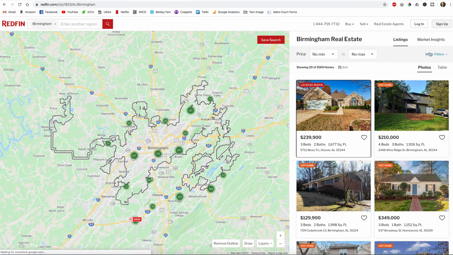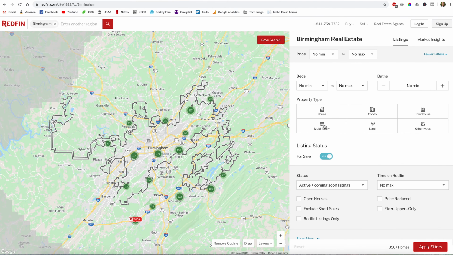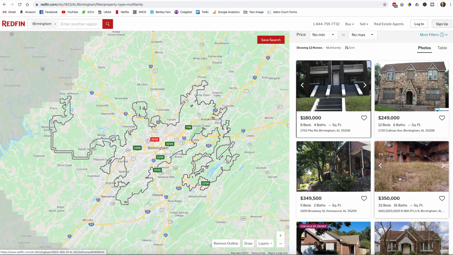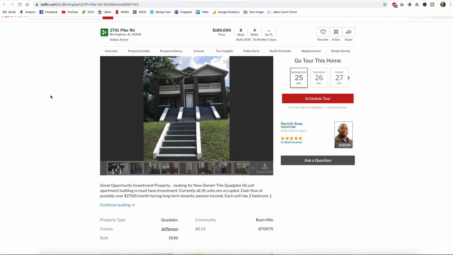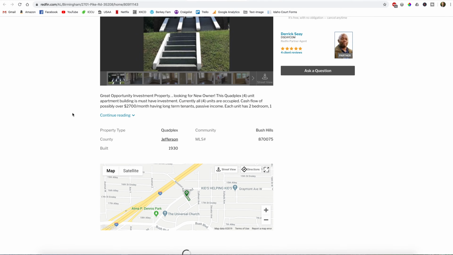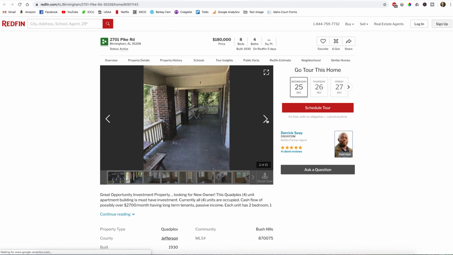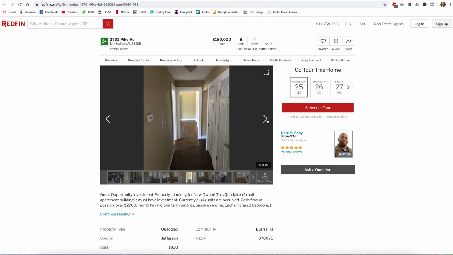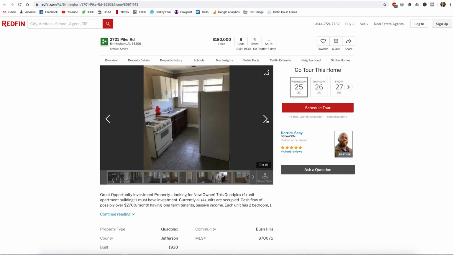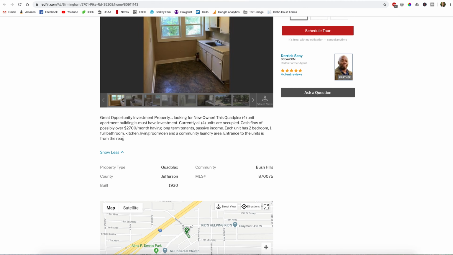Under filters, we're gonna do multifamily. All right, well, let's do this one. Okay, so we can see here the purchase price is $180,000. It was built in 1930. Doesn't look amazing, but it also doesn't look terrible either. Cash flow is possibly over $2,700 a month. I'm not sure why they say possibly, but okay, we'll go with that number.